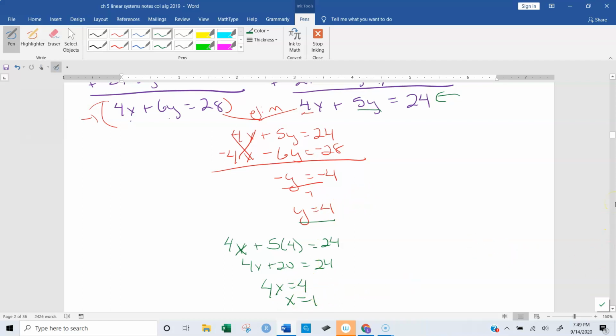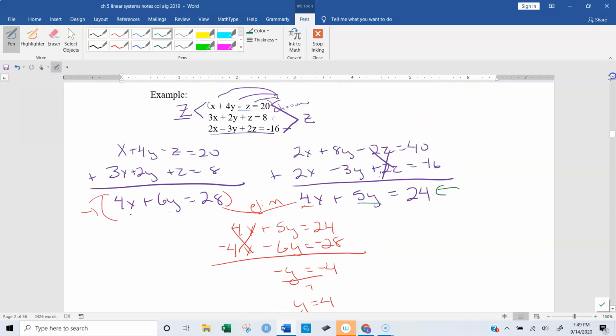Now you have to solve for z. So we go back up to one of my originals. One of these three here. Does not matter which one, so I'm going to pick this one. The x plus 4y. I should use a different color. Let's do blue. So we're going to take this one. x plus 4y minus z equals 20. And we're going to plug in our x and our y.